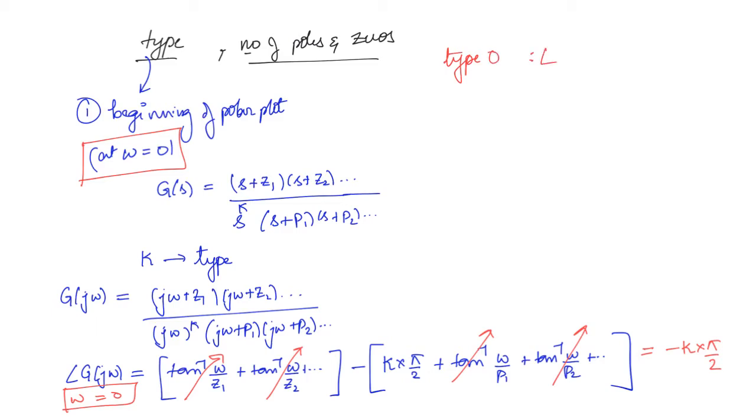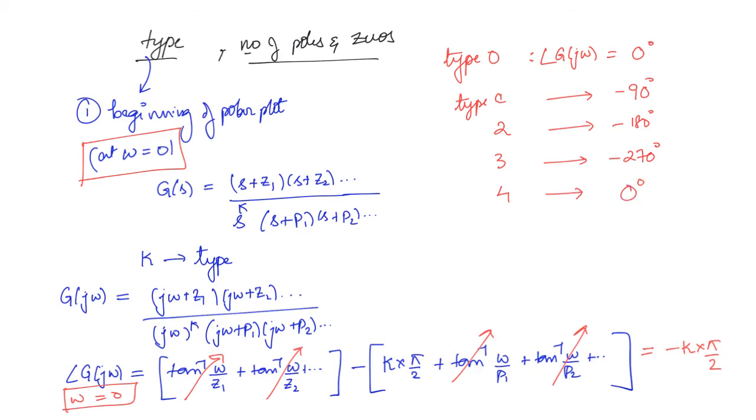So let us say the system is of type 0. Then what is the phase? The phase of g of j omega is equal to 0 degrees. For type 1 this will be minus 90 degrees. For type 2 minus 180 degrees. For type 3 it will be minus 270 degrees, and for type 4 it will be minus 360 degrees, or you can simply go back to 0 degrees. Now again, if it is type 5, it will be minus 90 degrees. So this will continue like this.